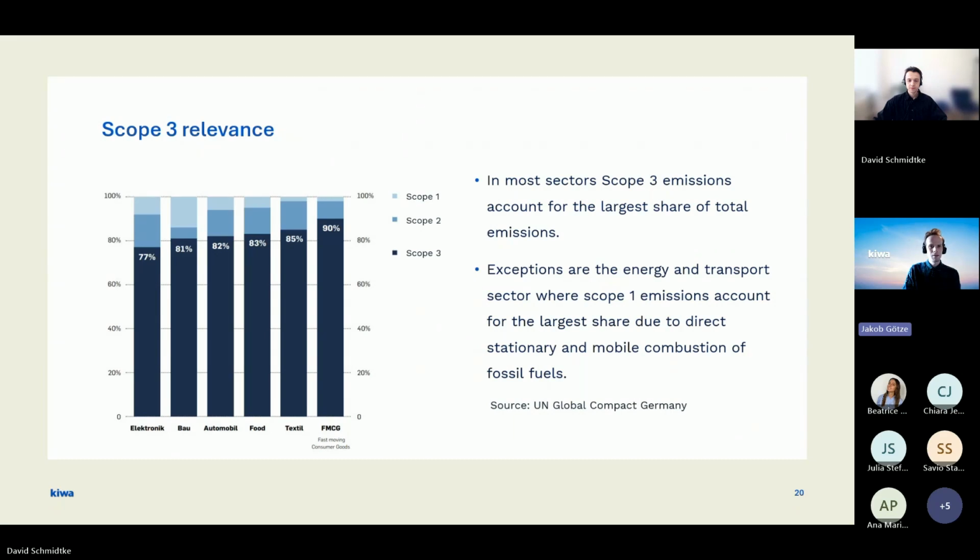Exceptions might be sectors such as energy and transportation, where direct emissions are quite dominant due to combustion of fuels. However, in those cases as well, scope 3 emissions are relevant and lead to a complete and accurate corporate carbon footprint.